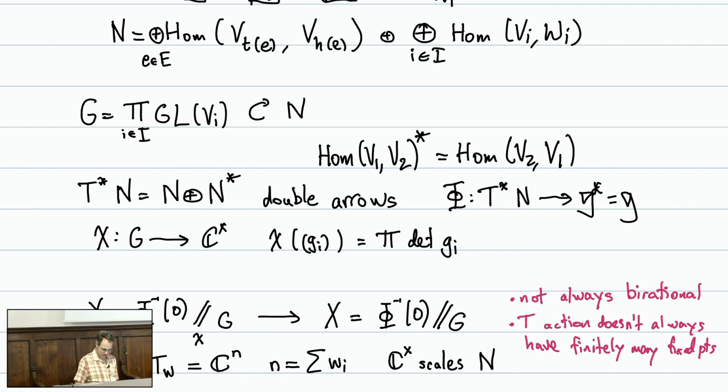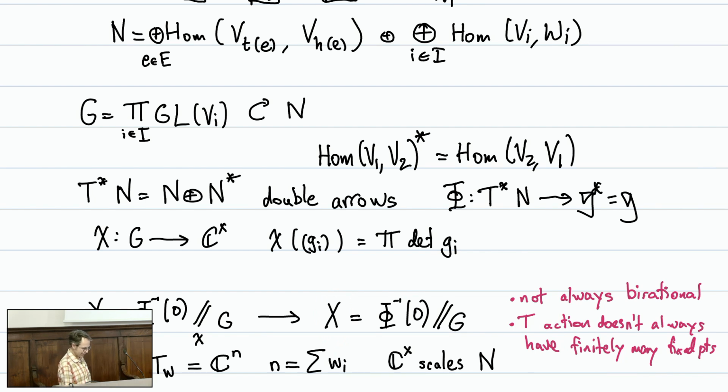What tori do I have acting? Well, I wanted to have two kinds of torus. One, this C star. Let's start with that guy. C star is going to be that conical scaling torus, and it's going to act on n just by scaling n. An element of n is just a bunch of matrices, and I just scale each one. And that action survives to this quotient, and that gives me a C star action, which will contract x to a single point.